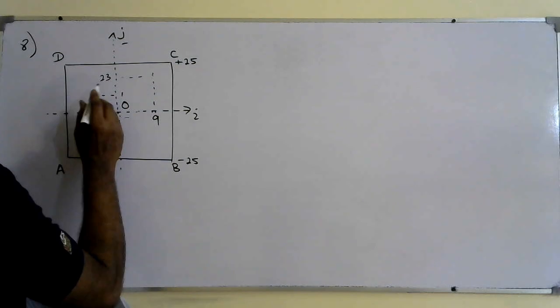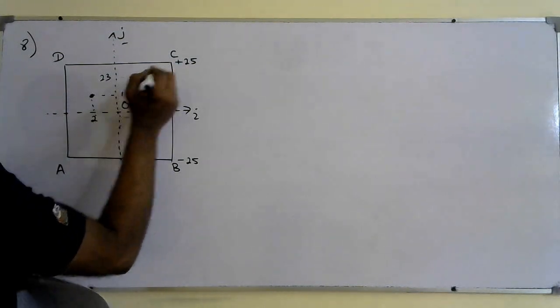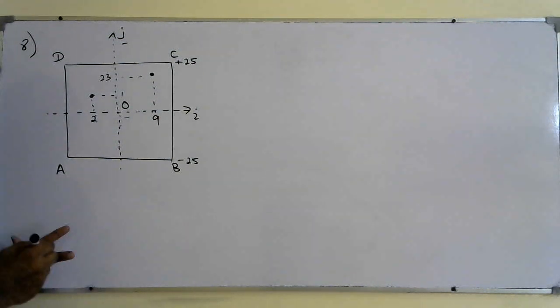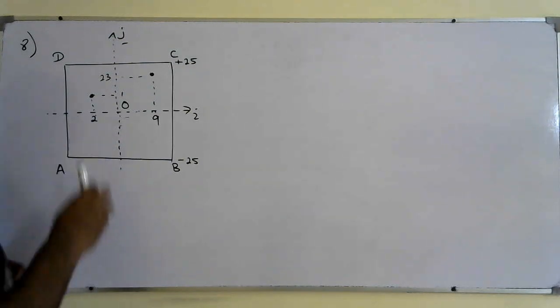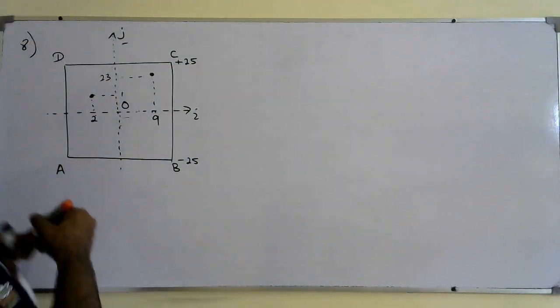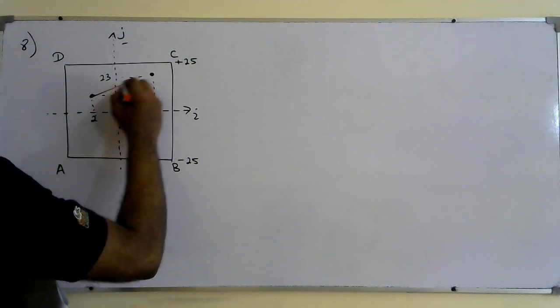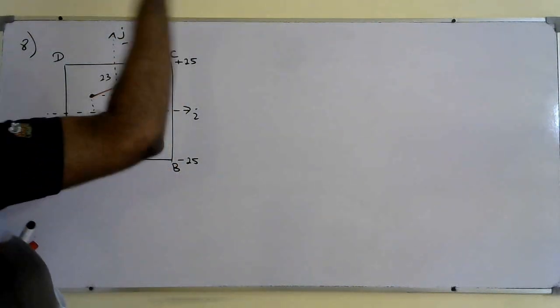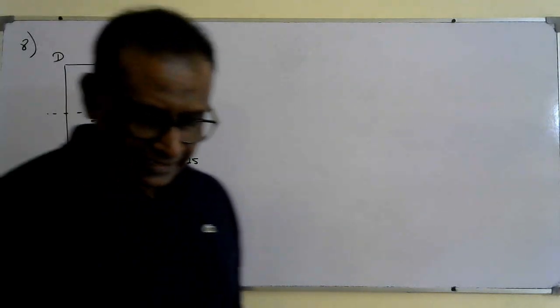So it was initially somewhere here. Now it has come to this position. It's moving at constant velocity. So the direction of motion is from this point to this point. So this could be the direction of motion. It would have moved from here to here. At constant velocity means no change in direction, so it's going to continue its motion along that line.